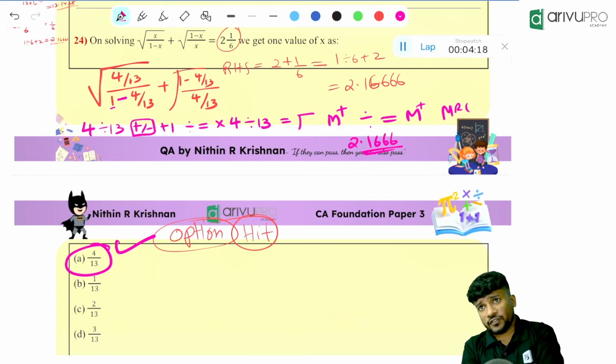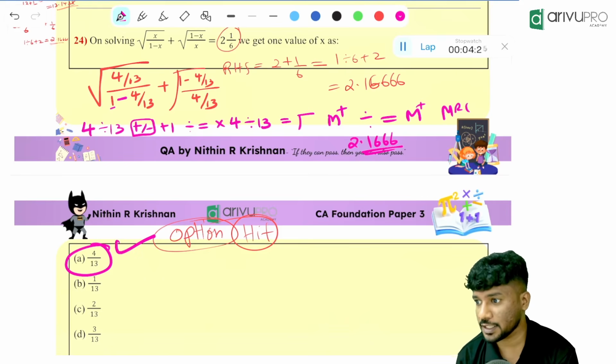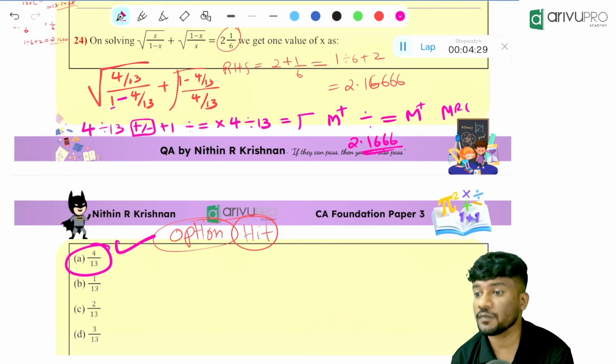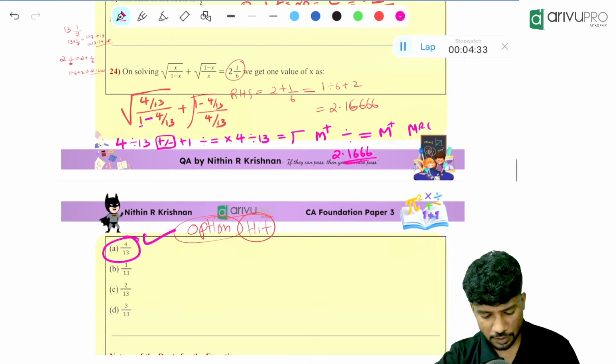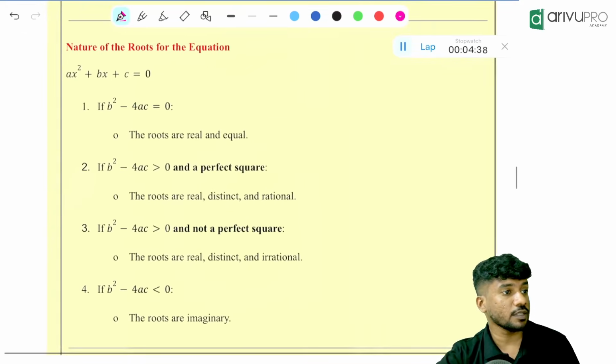Similar question you will find again in the future. I will give it in chapter number 1. Similar type of calculations are there in chapter number 1. That will be a little more advanced compared to this. Anyway, that is also required for us, right? Yes. If so, everyone, the nature of the root is a very important part.